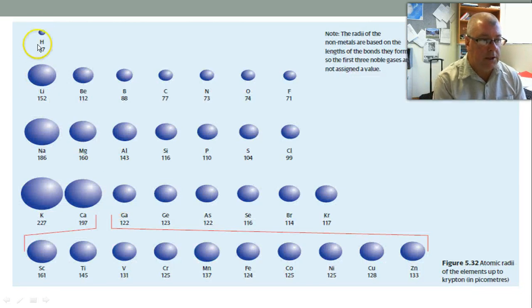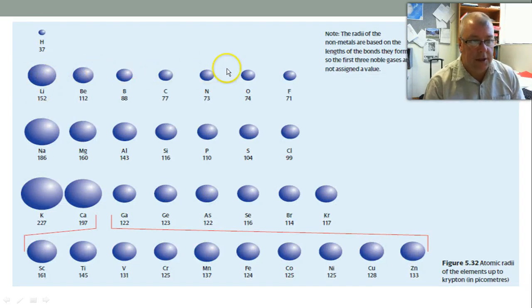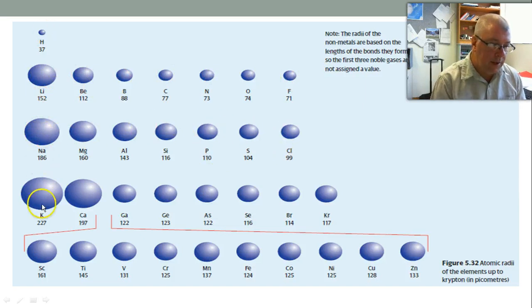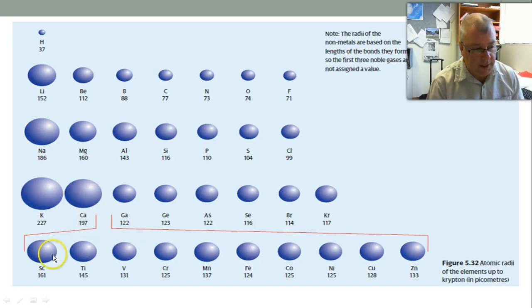Now if we look at the periodic table as a whole, this is the representation of the size of the atoms. As you go down a group, the atoms get bigger. These guys fit in just here, so we can see that it's a continuum from there right across to there, from there to there to there. Okay, pretty neat.